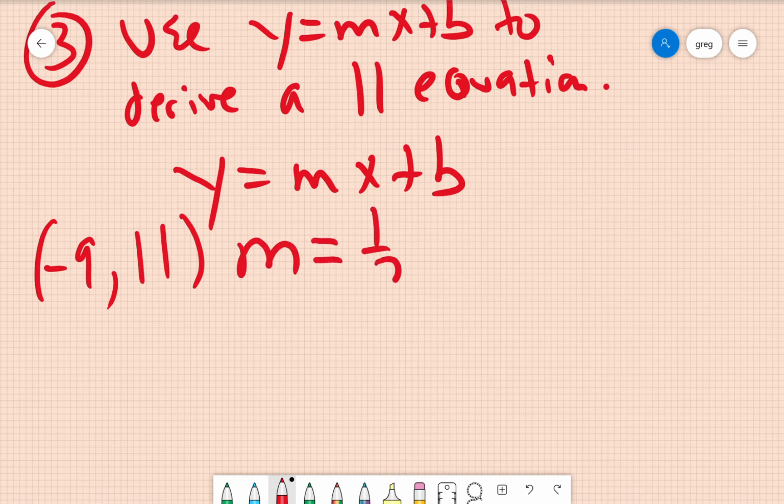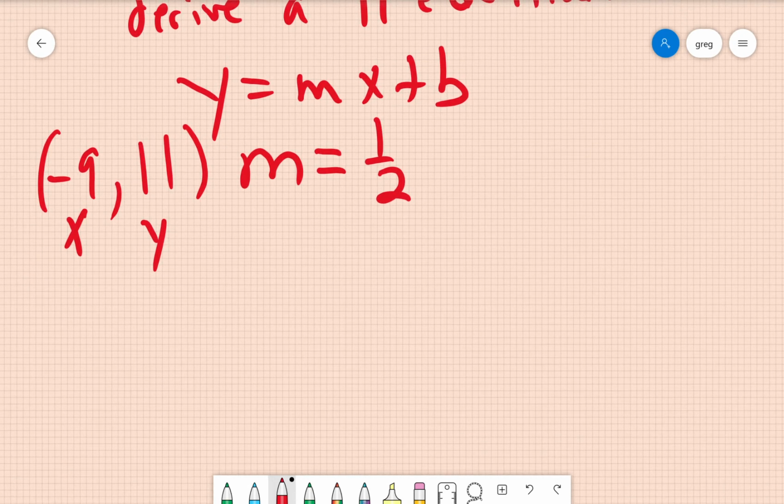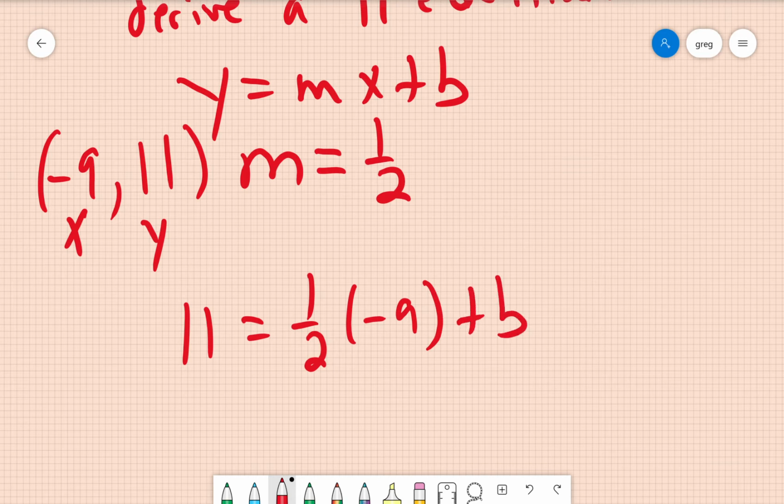All right, so 1/2. All we do now is plug in that ordered pair and that slope into y equals mx plus b to start finding our new equation. Because now we're going to find a parallel equation. We have the parallel slope, which is 1/2, and we have the ordered pair it's supposed to go through. I'm going to put x here, y here, because that's the ordered pair. Now let's just plug everything in. I have 11 equals 1/2 times -9 plus b.